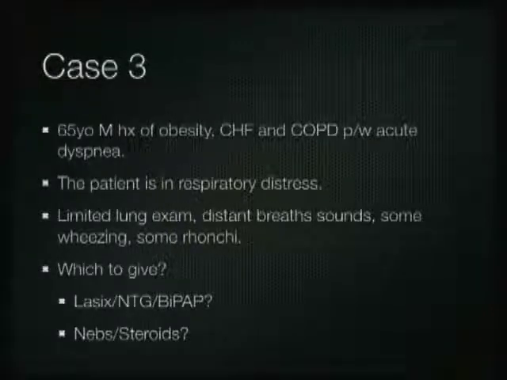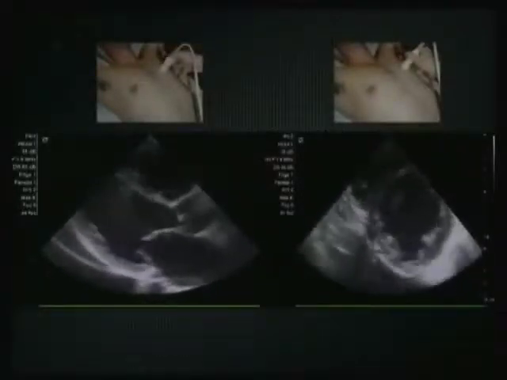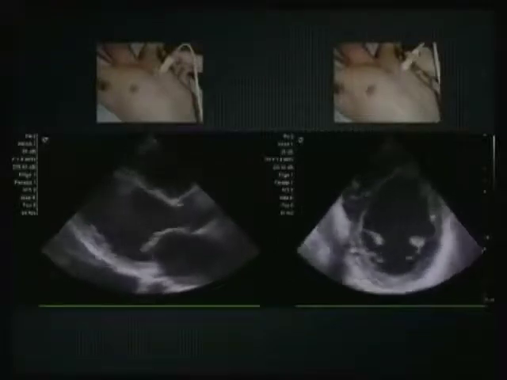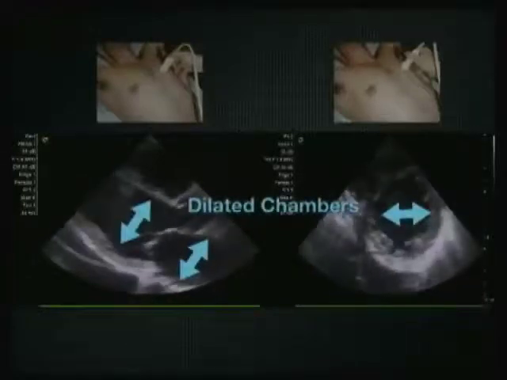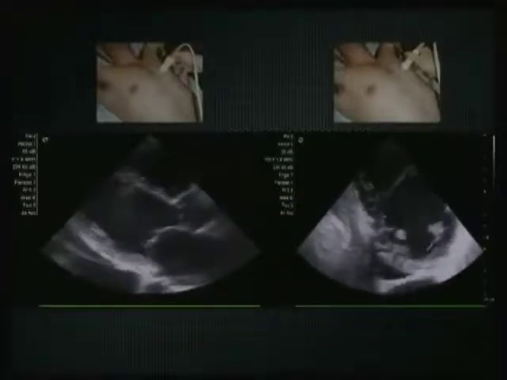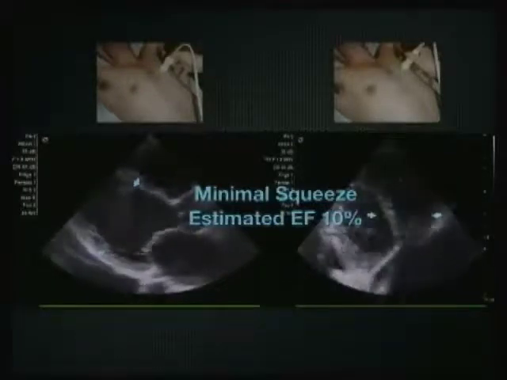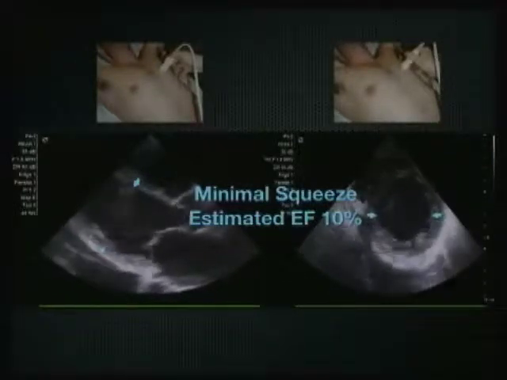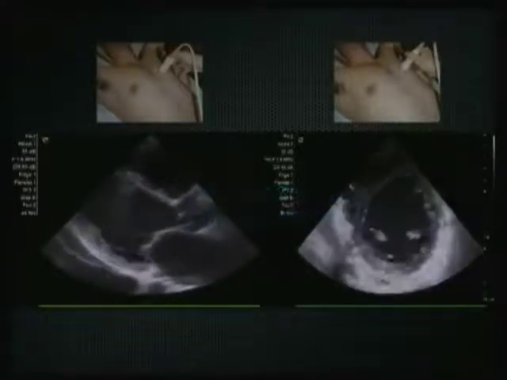So cardiac ultrasound can be fairly useful, along with IVC and lung ultrasound, to help figure this out. First, you can look at the heart and take a look at the patient's ejection fraction and overall visual appearance of the heart. Here we see very enlarged, dilated chambers, suggestive of a dilated cardiomyopathy. We also see that the patient's heart is squeezing very minimally, almost, we might estimate this at about 10% or even less. So this helps us establish that this patient does indeed have fairly significant heart failure.